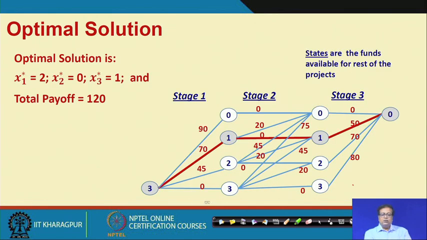And look how this is shown here: from 3 to 2 you invest at the stage 1, invest nothing at the stage 2, invest the remaining amount at the stage 3. So, here you get a profit of 70, here you get nothing and here you get 50. So, you get a total profit of 120, which is our optimal solution, right.